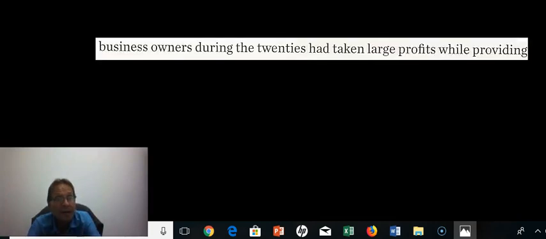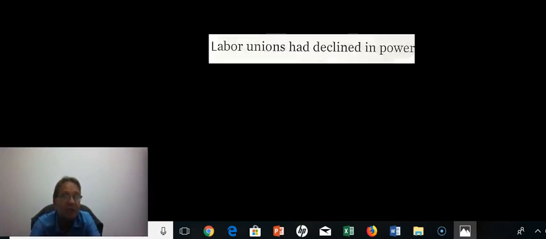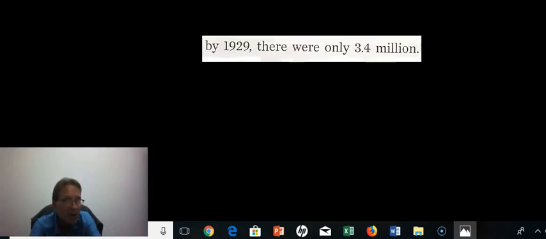Too many business owners during the 20s had taken large profits while providing expansion, executive salaries, and stock dividends rather than wage increases for hourly workers. Employers created a growing imbalance. Factories and mills were producing more goods, but the purchasing power of consumers was declining because of stagnant wages. Labor unions had declined in power. By 1929, there were only 3.4 million union members.